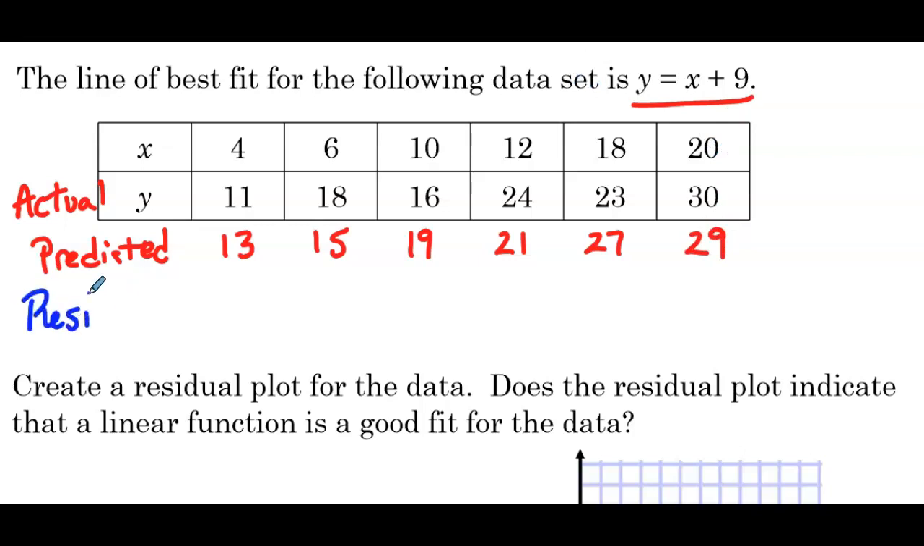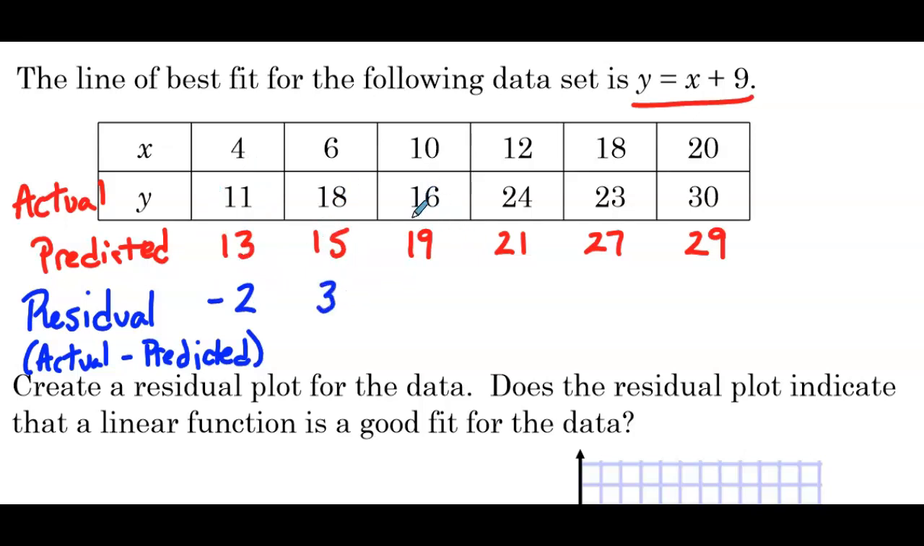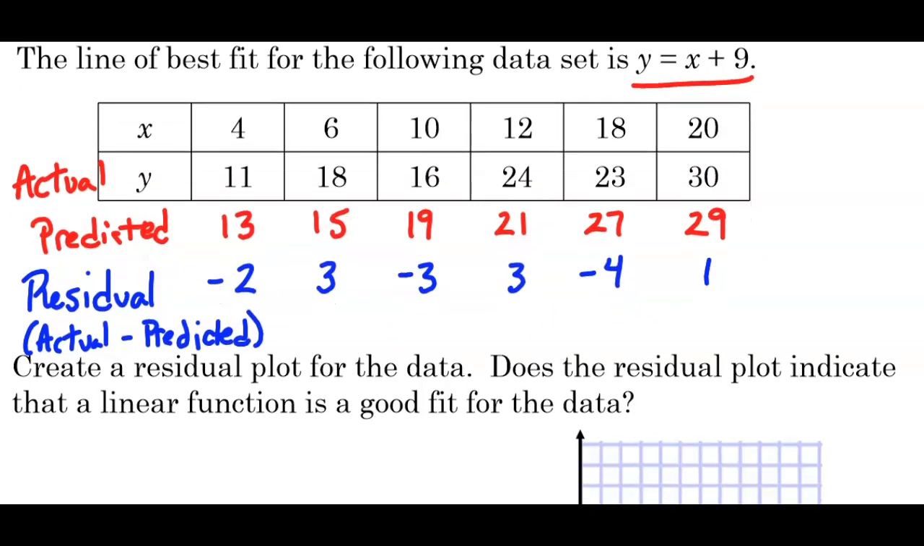So now we can find the residual values. So remember, residual is actual minus predicted. And our setup actually works out perfectly because we just have to subtract straight down. So 11 minus 13, that would be -2. 18 minus 15 is 3. 16 minus 19 is -3. 24 minus 21 is 3. 23 minus 27 is -4. And 30 minus 29 is 1. So there we have our residual values.